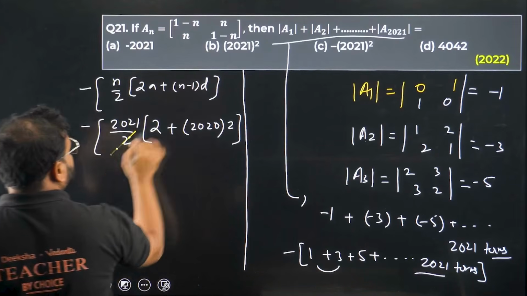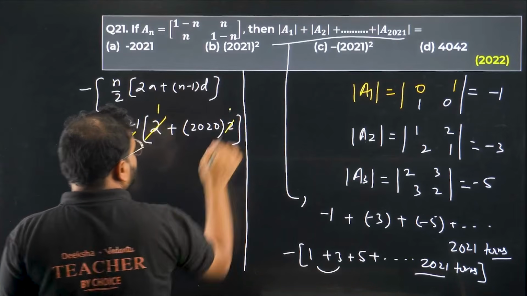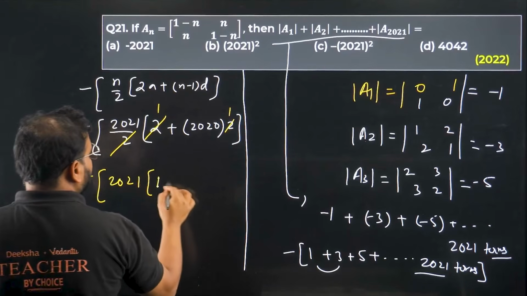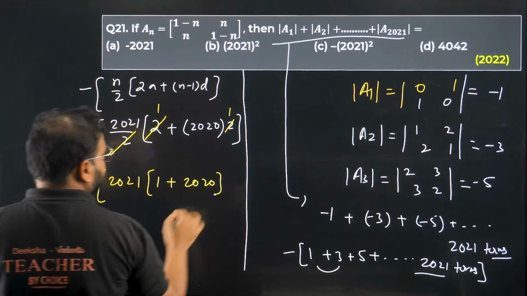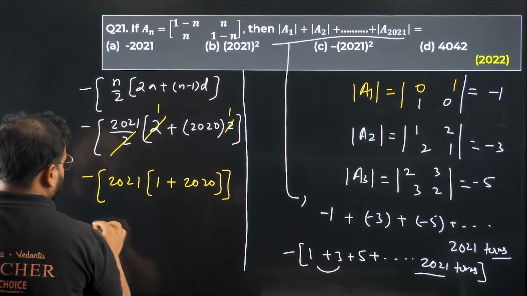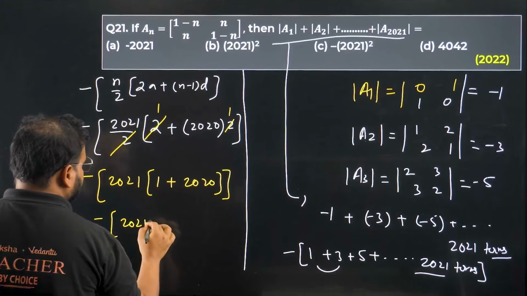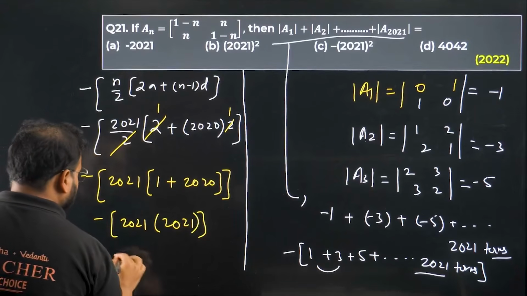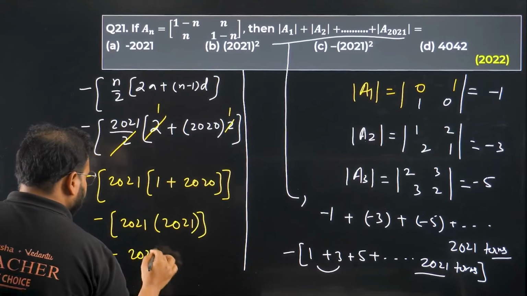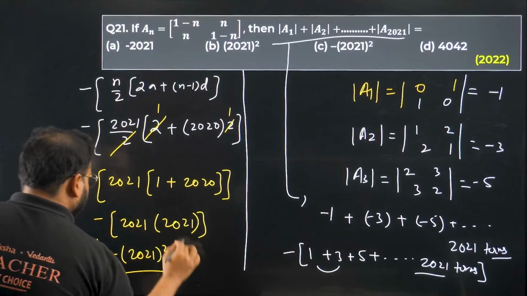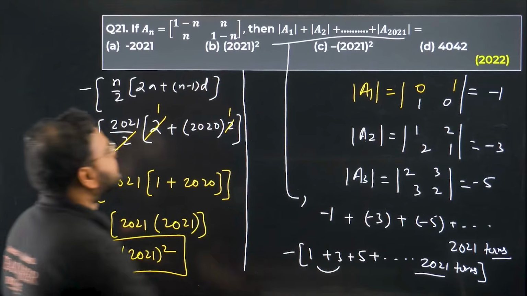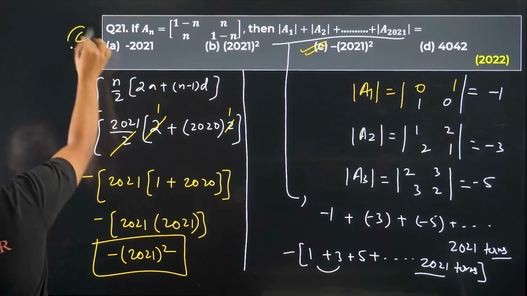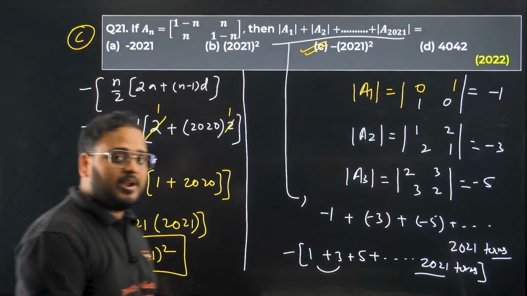Check this out. This 2 cancels with the 2 here, here also with the 1. What am I getting now? Minus 2021 in the bracket 1 plus 2020. How much am I getting? Have a look. Minus 2021 into 2021. The answer is coming as minus 2021 squared. Option is C. Interesting question.